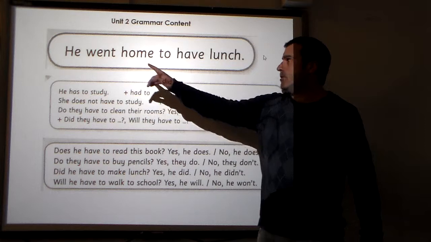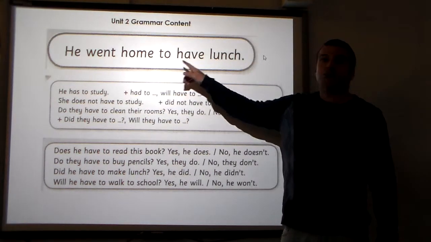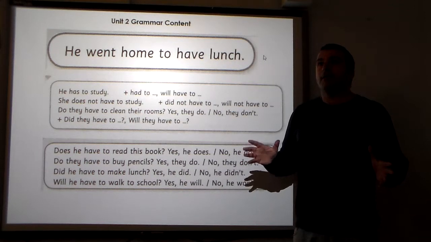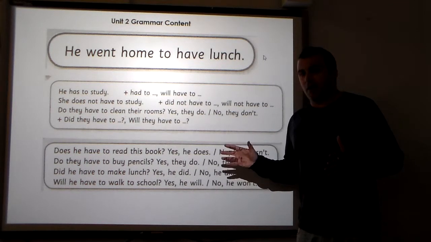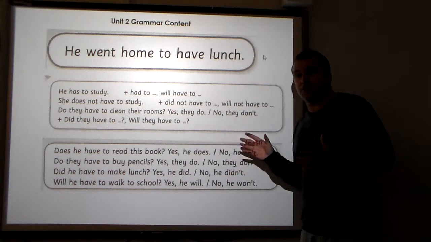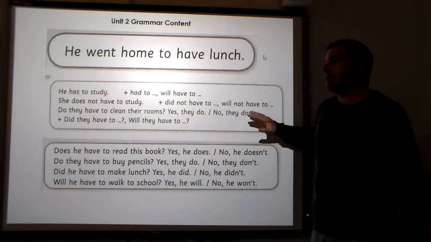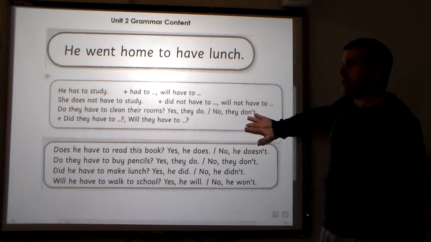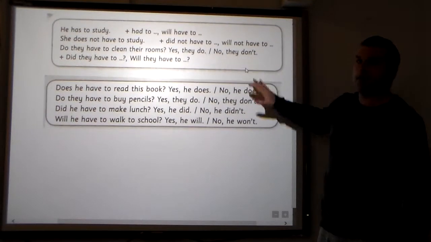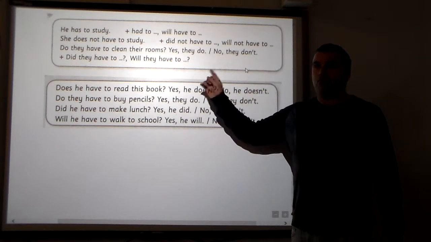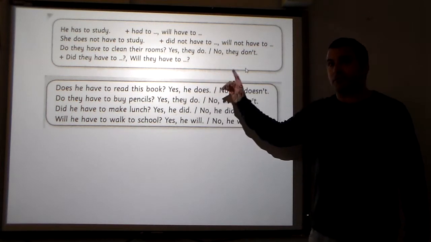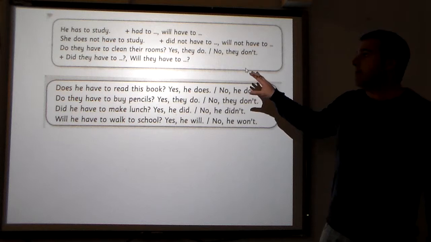Let's look at the example. You went home to have lunch. You went home with the purpose of having lunch. You went home in order to have lunch. And this is the basic form, but we also have to take into account that there are grammar books that I give to the kids to study, that they give to the students, the pupils, in order to study.